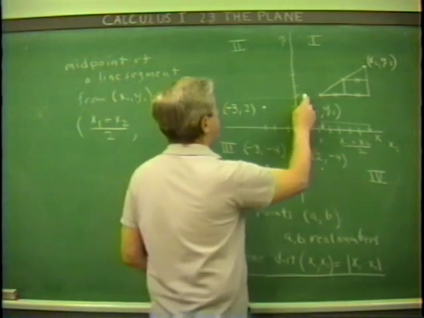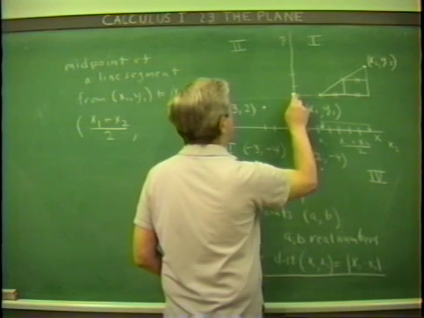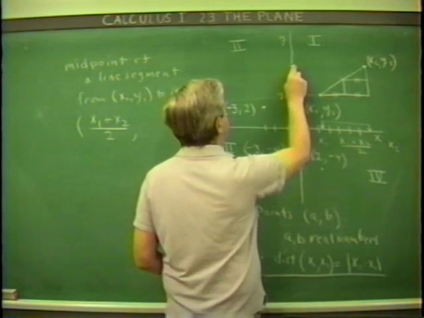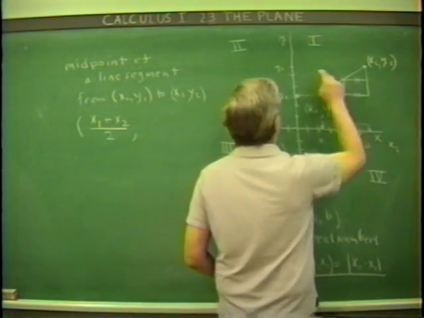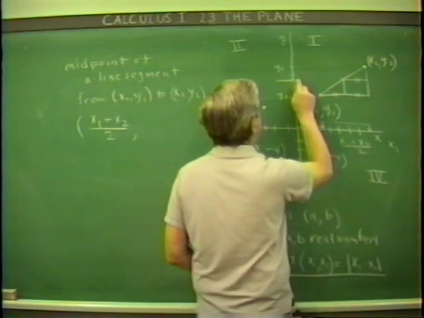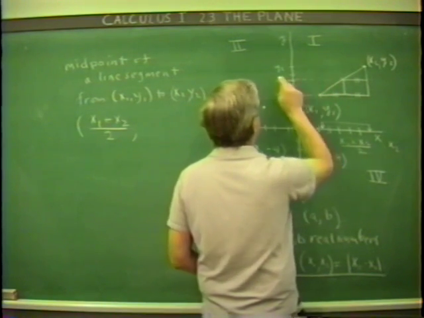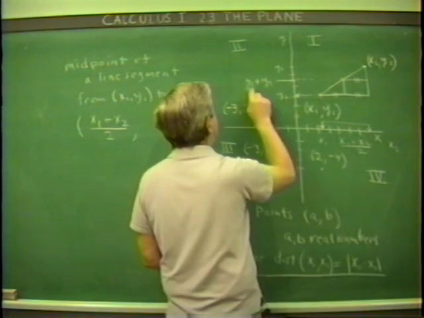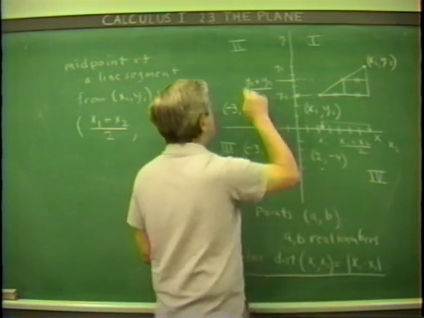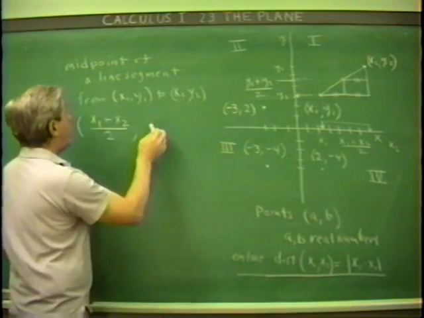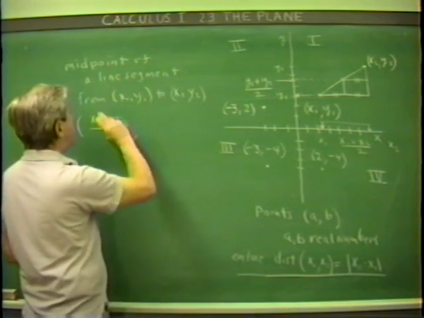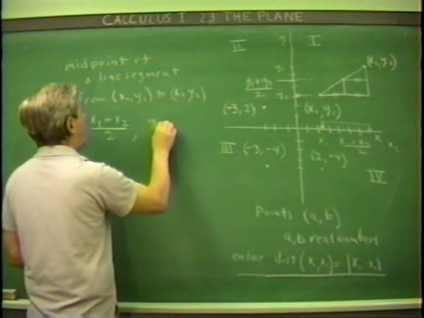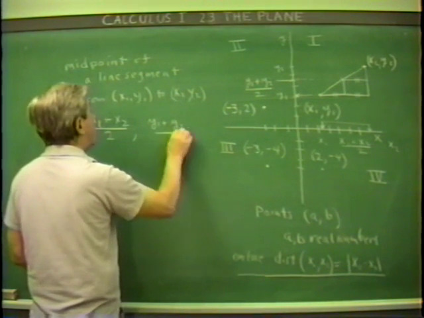And a similar consideration over here shows that if this is y1 and this point up here is y2, then this point right here is y1 plus y2 divided by 2. So the y-coordinate of the midpoint of a line segment joining 2 points here is going to be y1 plus y2 divided by 2.